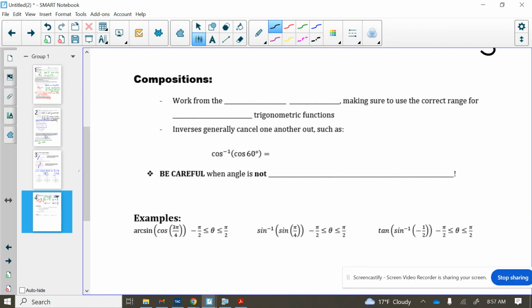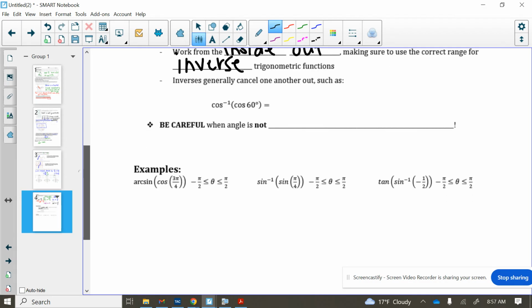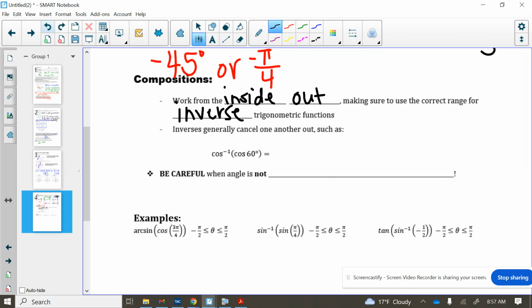Each time you want to make sure when you do the compositions, you work from the inside out. And you want to make sure that the correct range is being used for that inverse. So again, making sure that your final answers are located in the right spot. In general, they tend to cancel each other out. So for instance, like cosine inverse of cosine of 60 degrees would work out, and they just kind of cancel out. This is, however, you have to be careful that this is going to happen in the restricted domains only.